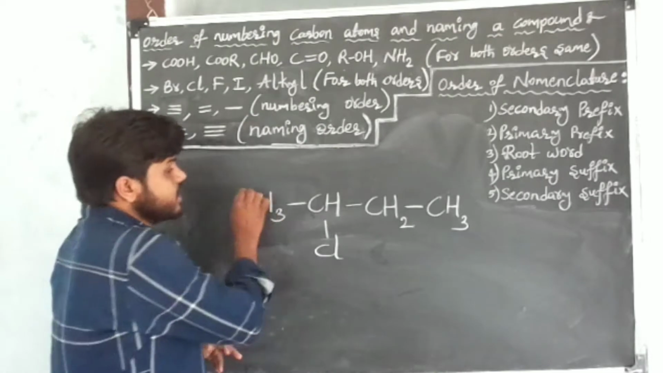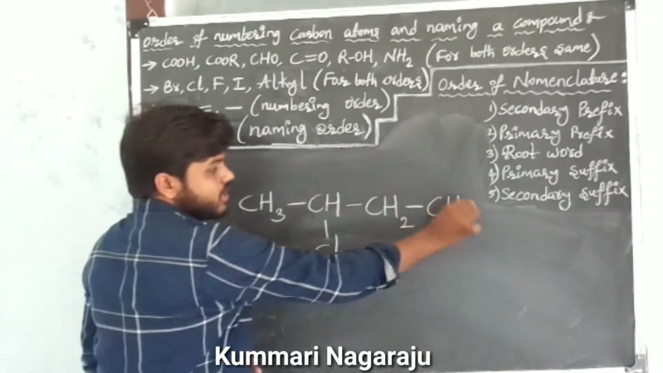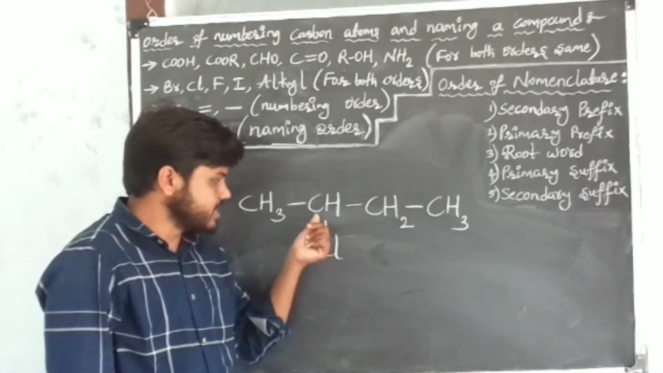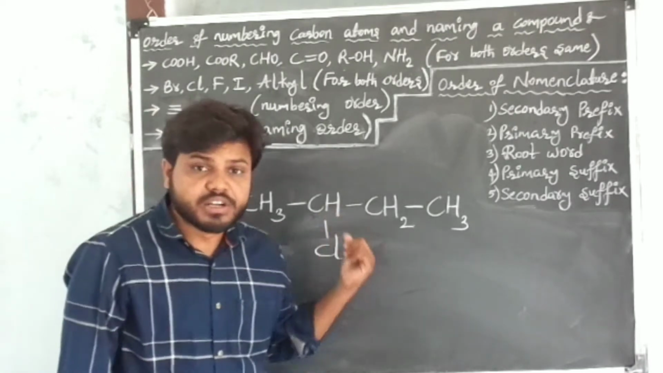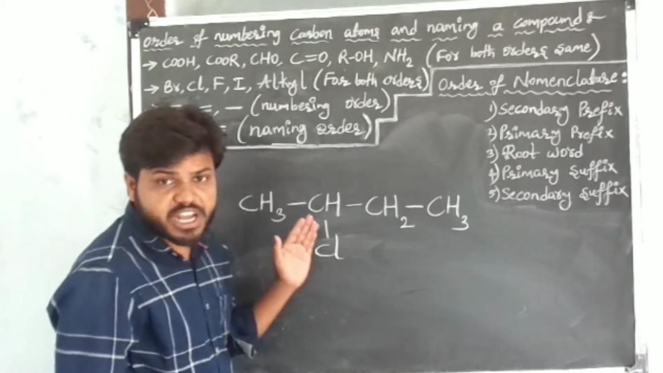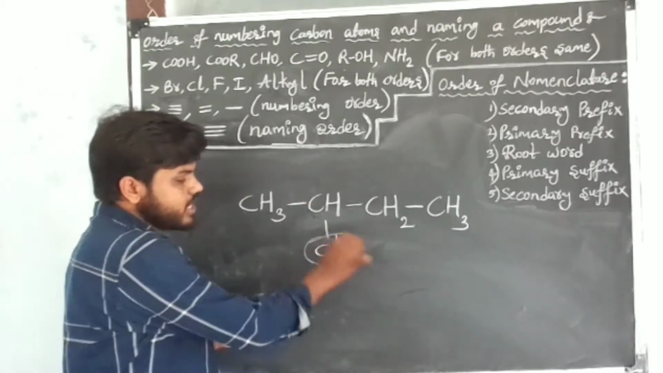This is the principal chain of the carbon compound. At this carbon, there is one substance. The name of the substance is chlorine. First, give numbers to each carbon atom in such a way that this chlorine should get the least number.